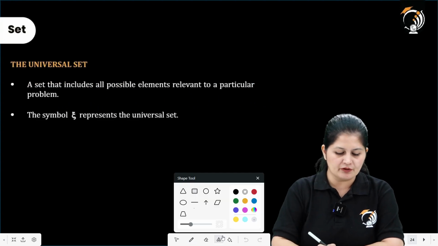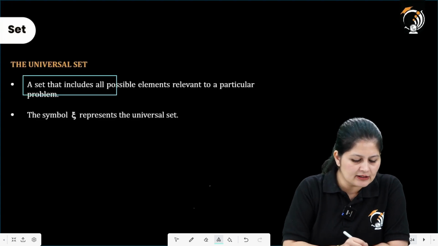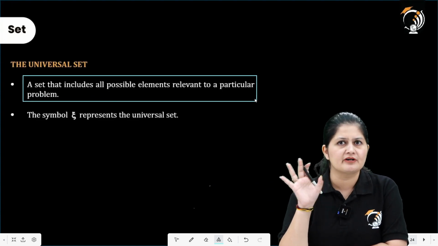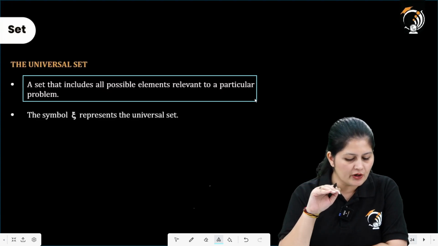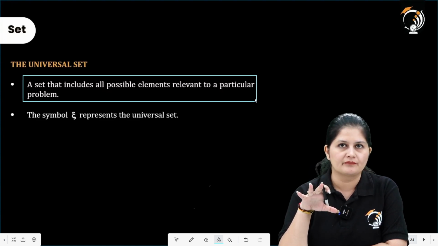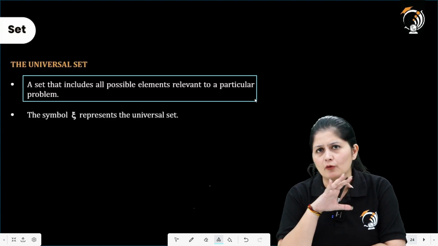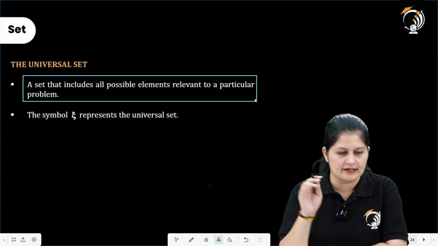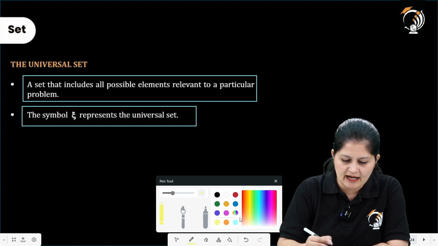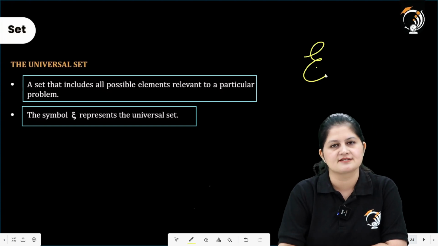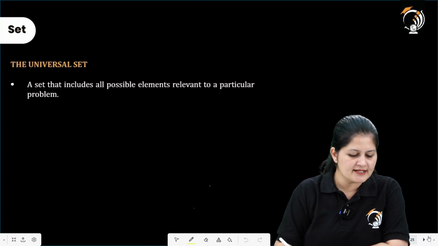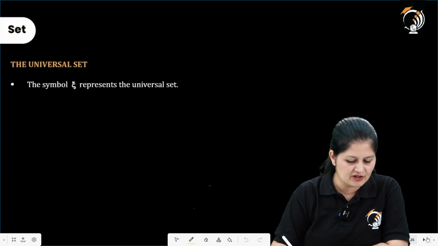If we talk about a universal set, what is it? A set that includes all possible elements relevant to a particular problem. Whatever the relevant terms are, they all lie in the universal set. The symbol E represents the universal set. So the symbol for representing the universal set is this. Okay? Clear? This is just a definition of the universal set.